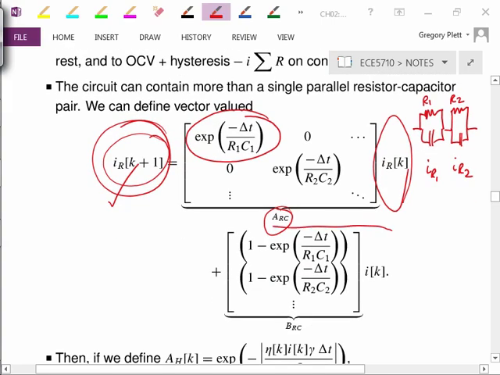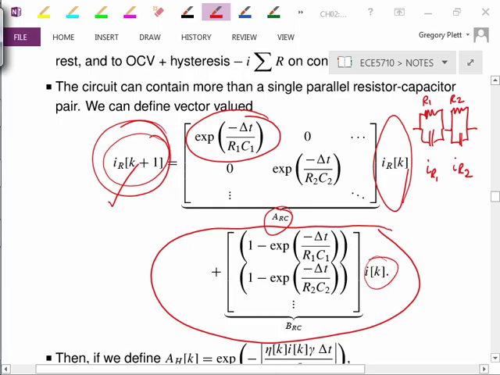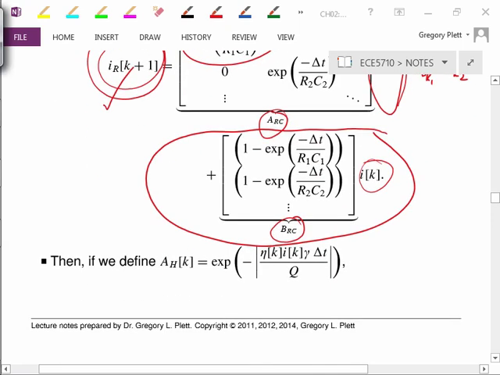Here is the rest of the equation wrapped around on the second line. I add to the self-decay of the RC circuit, which is what the first line is, the forced part due to the input current, which is the 1 minus e to the minus delta t over RC for the particular resistor-capacitor combination that we're looking at. This is the B sub RC vector.